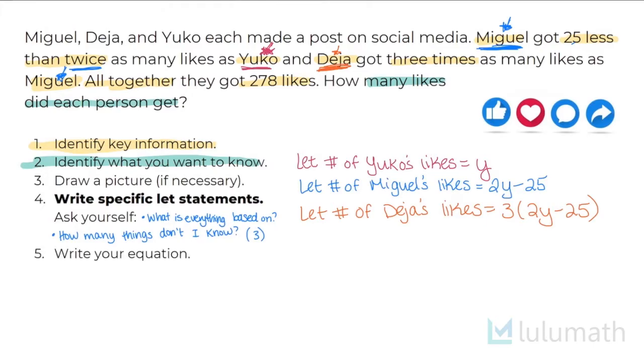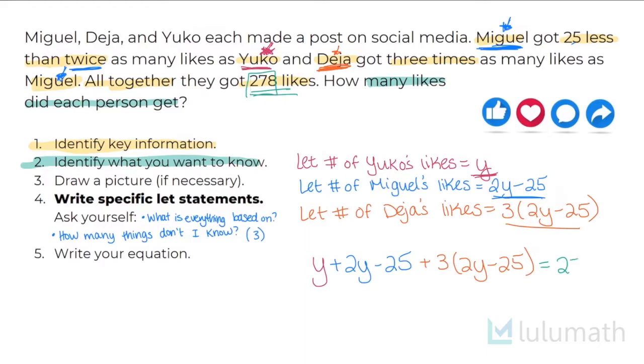Now I want to write my equation. So I know that altogether they got 278 likes, and altogether that means I need to add that all up together. So that means that Yuko's likes plus Miguel's likes plus Deja's likes all together will equal 278. So I can just add up Yuko's amount, which is y, and then add to it Miguel's amount, which is 2y minus 25, and add to that Deja's likes, which is 3 times 2y minus 25. And all together, I know that that's going to equal this 278 that we got right here.